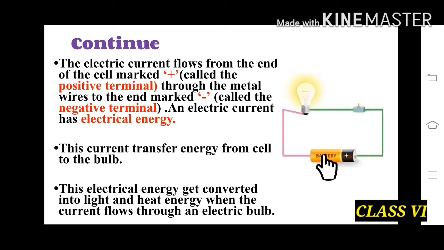So this current transfers energy from the cell to the bulb, and this electrical energy gets converted into light and heat energy, and when the current flows through an electric bulb, the bulb glows.